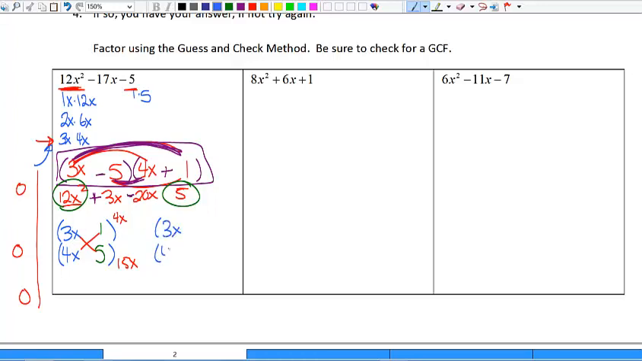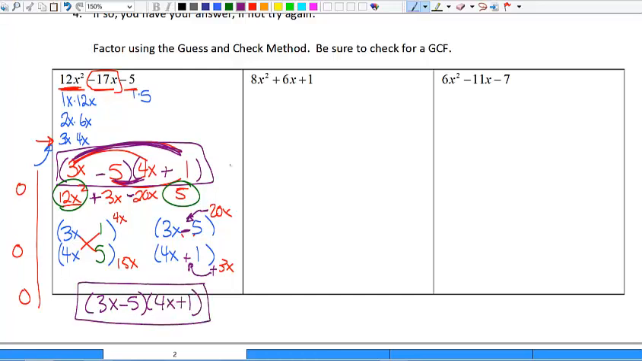So what I'm going to do next is I'm not going to erase. I'm just going to keep moving on, and I'm going to switch them, 5 and 1. So when I cross multiply, I'm getting 20x and 3x. Can I use 20x and 3x to get to my middle term, negative 17? And I can. It's a negative 20 and a positive 3. And here's one of my favorite things about this whole process: my signs just move right in. If that's a negative sign, then the negative sign goes on that term. If that's a positive sign, then that positive sign goes there. So my solution is 3x minus 5 and 4x plus 1.